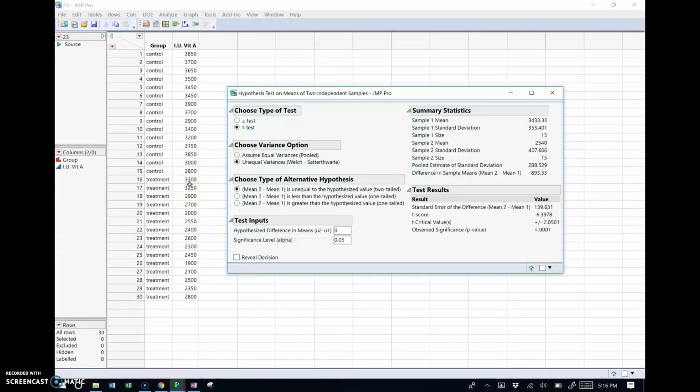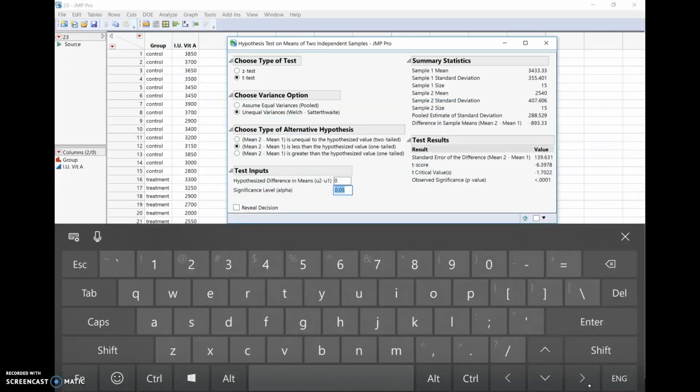All right, so let's go ahead and finish this off. So in other words, think about it. It says when you take mean 2 and subtract off mean 1, what's going to happen? Well, when I take 2540 and subtract off 3433.33, clearly that's going to be a negative answer. It's going to be less than 0. So this is going to be a less than scenario. All right, the significance level, we know that was 1%. So let's fix that, 0.01.